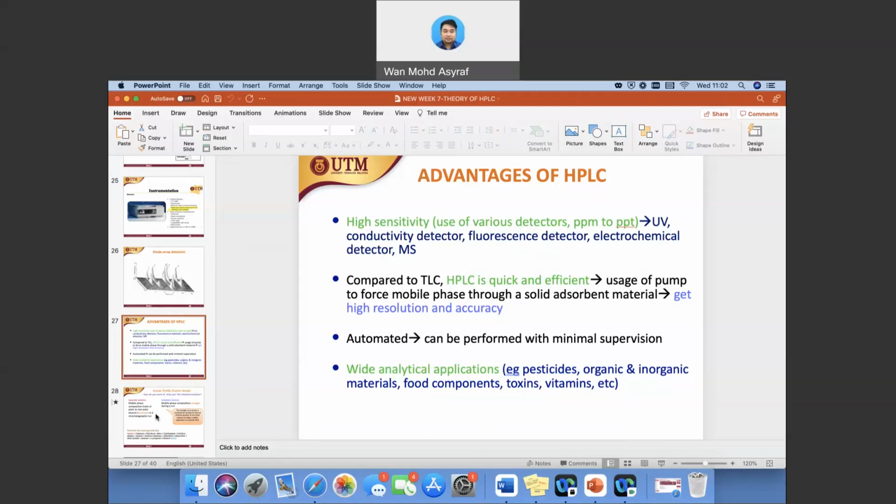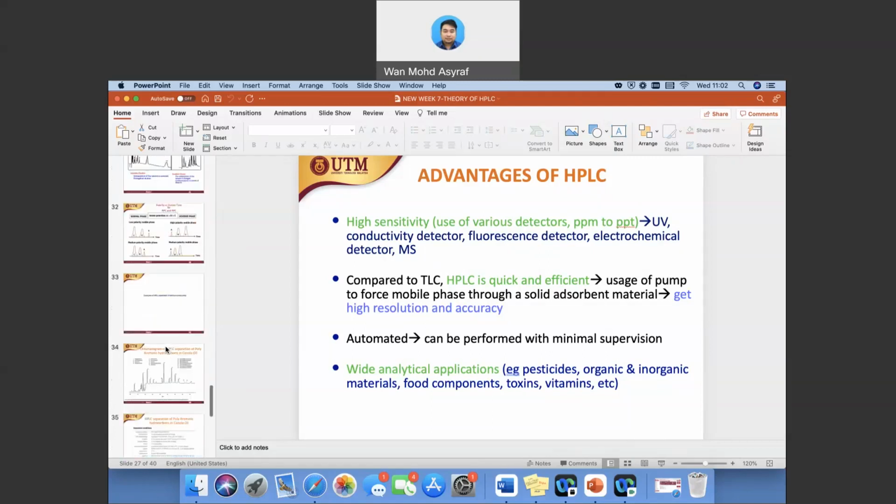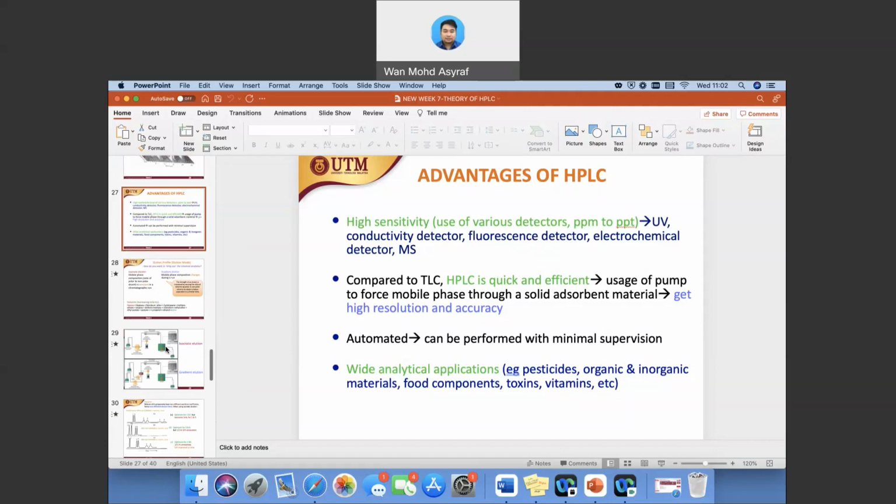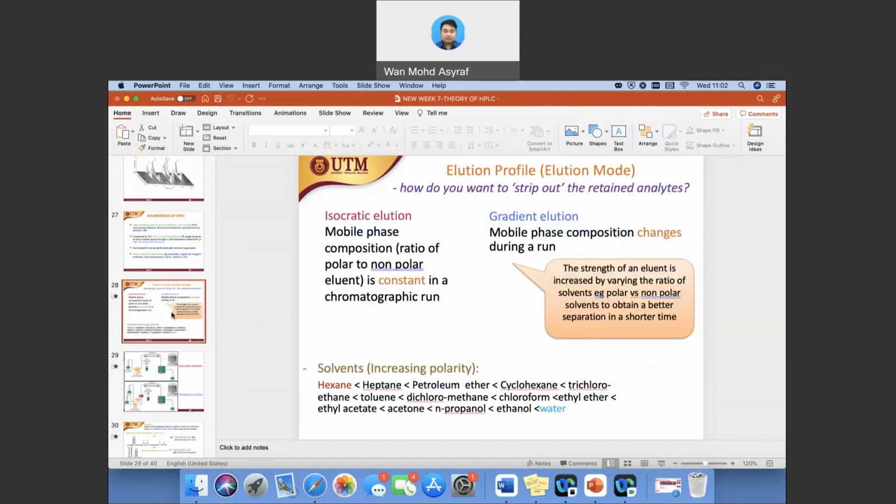All right. Okay, so now we are going to look at what I've mentioned before, the elution profile, the elution mode. Okay, so when you want to separate your analytes, what mode are you going to use? Okay, there are two modes of elution. The first one is isocratic elution, and the second one is gradient elution.